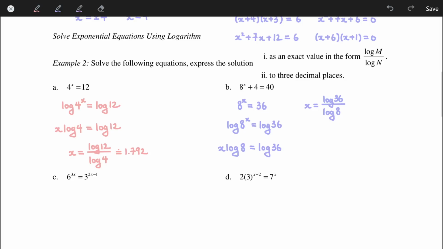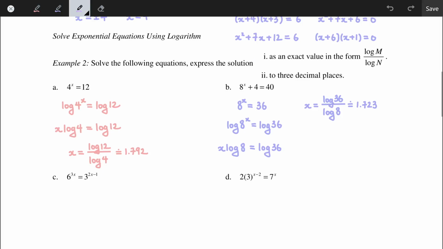And we'll get an answer, 1.723. So just as it says right here, the two ways that we need to express the solution is as an exact value in the form of a quotient of two logarithms, or to 3 decimal places using a calculator. So here we have both, just as in example A.